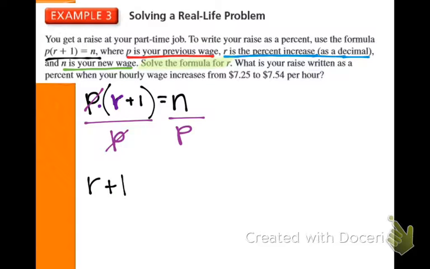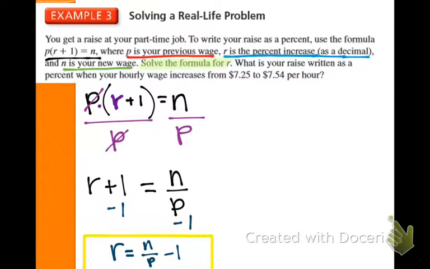All we have is R plus 1 on the left. And then what do we now have on the right? N divided by P. All right, so now we are 1 step away from solving for R. What do we need to move? The 1, so we're going to subtract the 1. Can you subtract a number from a letter? No. So we're just going to write them next to each other. And that's, we solve for R.